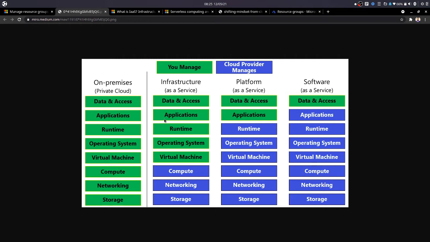But in the case of platform as a service, for example Azure App Service, you'll be charged only for the time you're using it. If it is idle and you're not using that service, then it will not be charged.